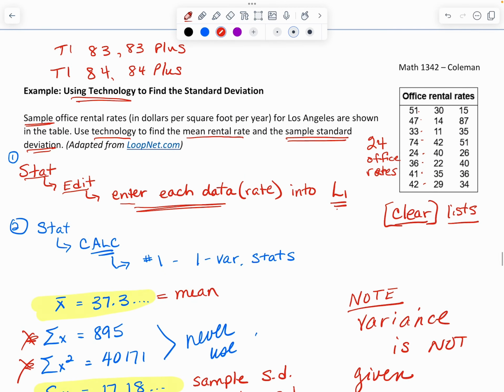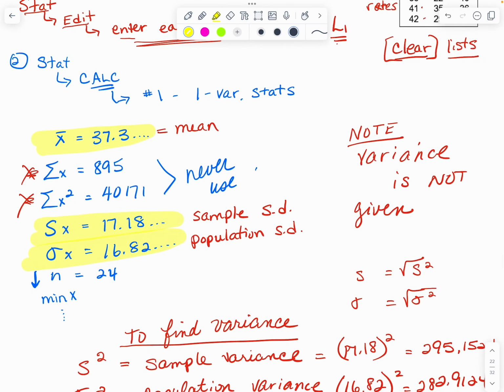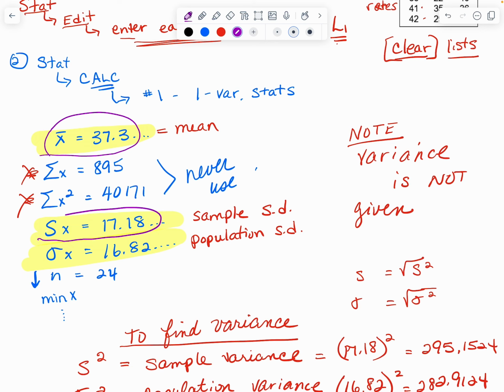In our case, what does it ask us for? If we go back up to the beginning of the question, it asks us to find the mean rental rate and the sample standard deviation. So for our problem, this is what it asks for. This average, the mean rental rate, and it asks for the sample standard deviation.